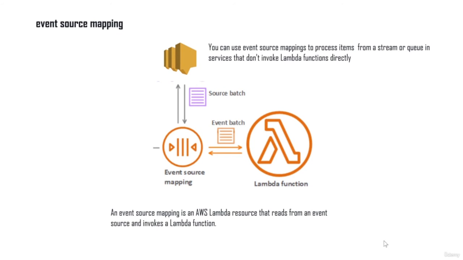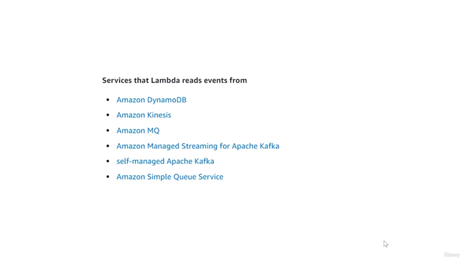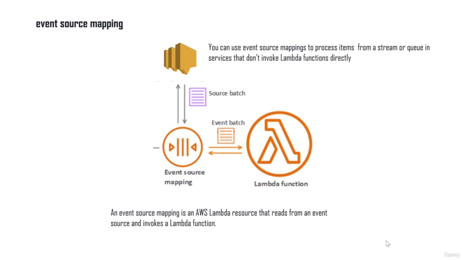So some of the services with which you can actually use the event source mapping include DynamoDB, Kinesis, the message queue, and primarily the Amazon Simple Queue Service. So any service that is primarily a queue or a stream can be read through an event source mapping. So let's look at an example in our next chapter where we will create a queue and we will connect it to a Lambda. So I'll see you there.